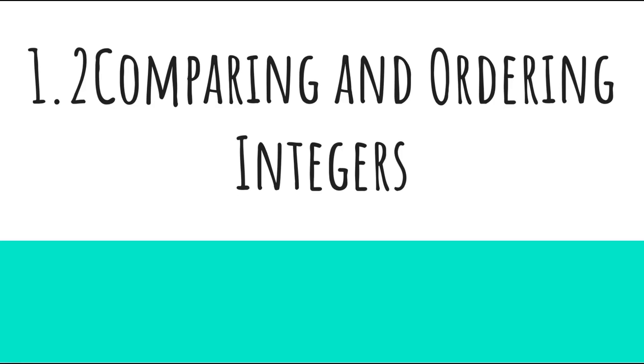Welcome back. Today we're going to look at comparing and ordering integers. That means comparing and ordering positive and negative numbers. Comparing means telling which one is greater than or less than, and ordering is asking us to put them in order, whether it's from least to greatest or greatest to least.